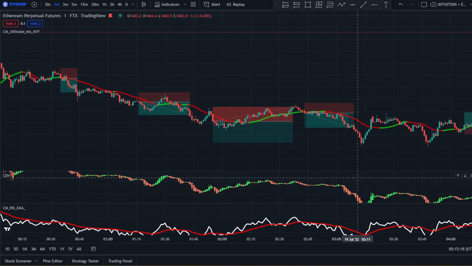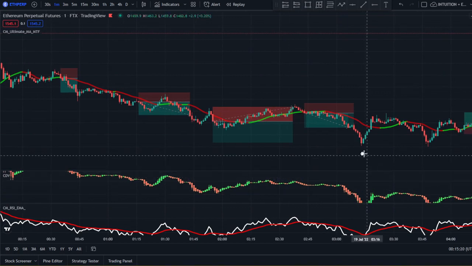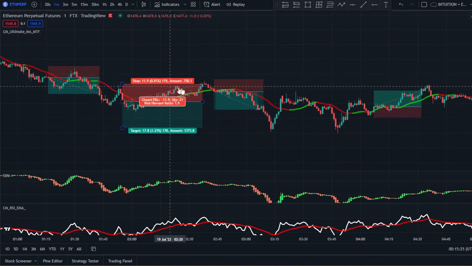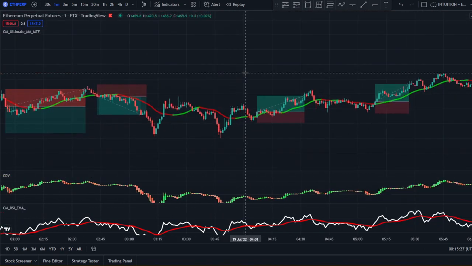But definitely use your market intuition together with this strategy, and you'll be able to have a very high win rate. So just follow this strategy and you'll be profitable.